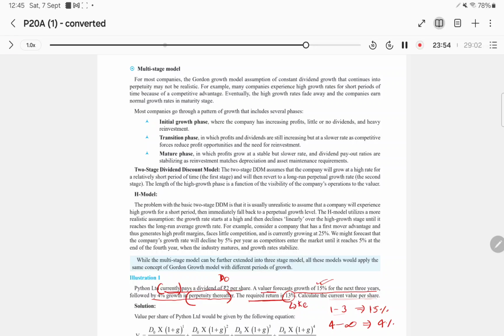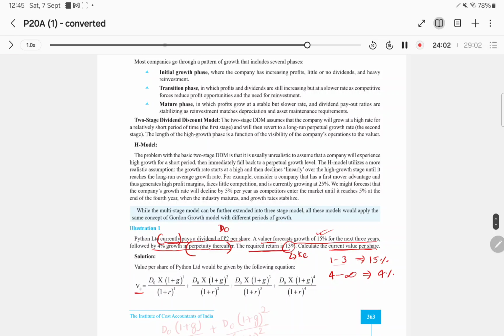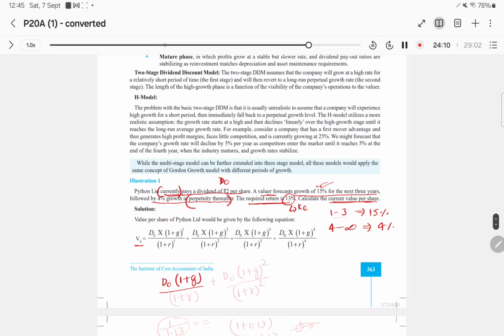Now we have to calculate current value per share. How will you go for it? So basically what do we do here is value. How do we calculate? D0, that is current dividend, into 1 plus G, what we are expecting for this year, by 1 plus R. Here 1 plus G is the growth rate, plus during the second year, 1 plus G to the power 2, by 1 plus R to the power 2.